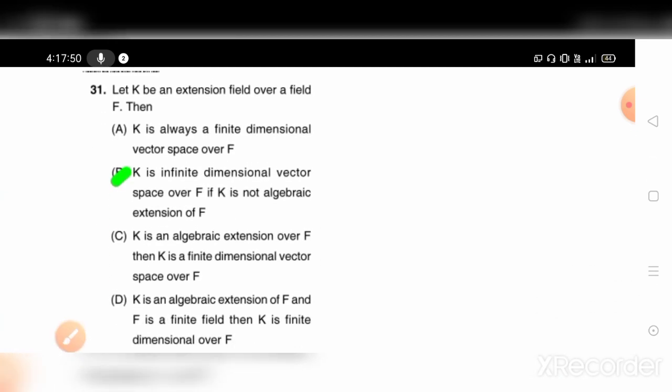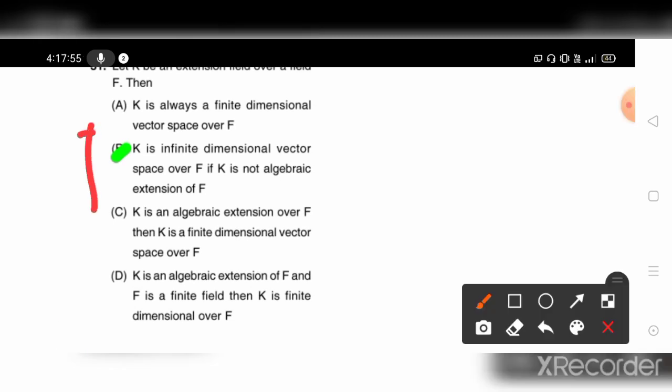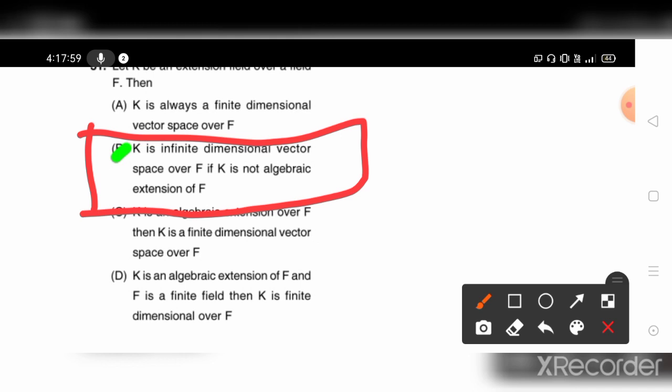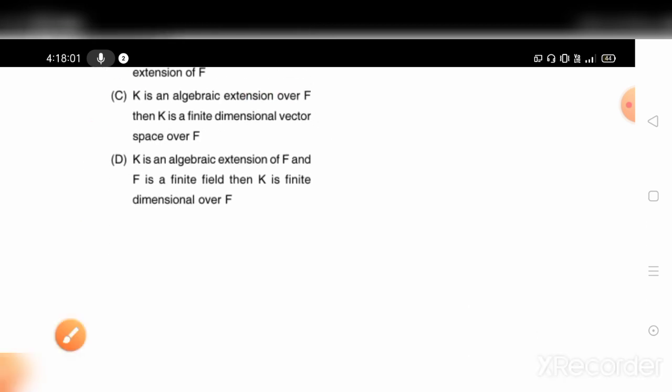Next question. Let K be an extension field over a field F. Then K is an infinite dimensional vector space over F if K is not an algebraic extension of F. Answer B is correct.